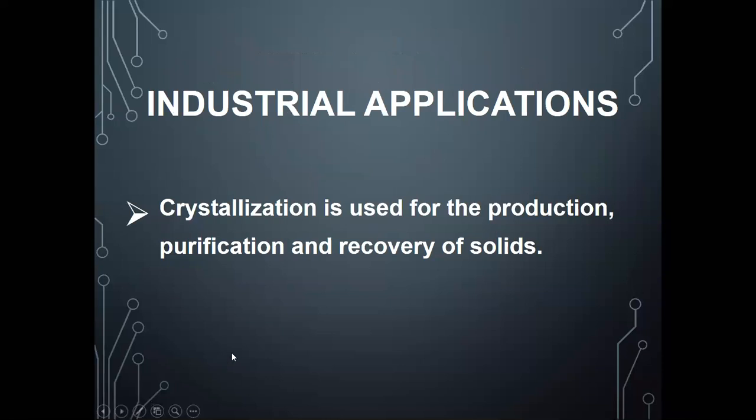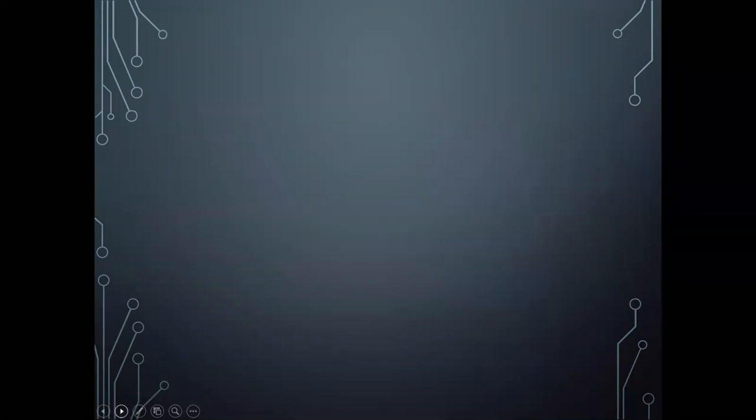Now, as two industrial applications of crystallization, crystallization is used for the production, purification, and recovery of solids. Most of the time, it's in the recovery of solids and production. At times, it's also used in purifying a particular solid which has impurities present on it. So one way of separating the impurities from the component in the solid that we are interested in is the process of crystallization.